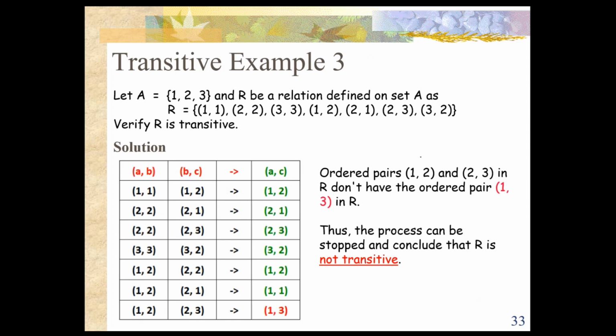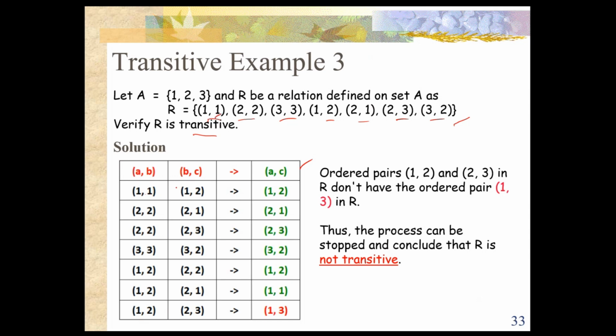So it is a different relation. We have (1, 1), (2, 2), (3, 3), (1, 2), (2, 1), (2, 3), (3, 2). The first thing you do when you see the word transitive is to draw this table: (A, B), (B, C) implies (A, C). All right, so let's start with (1, 1).